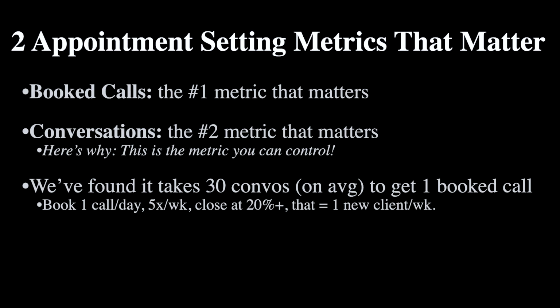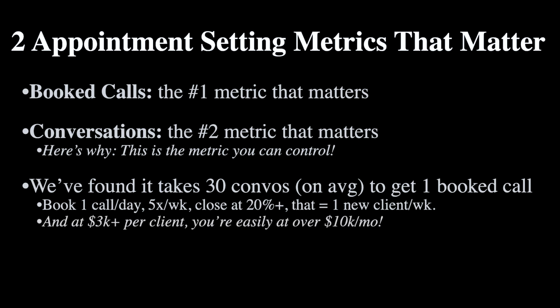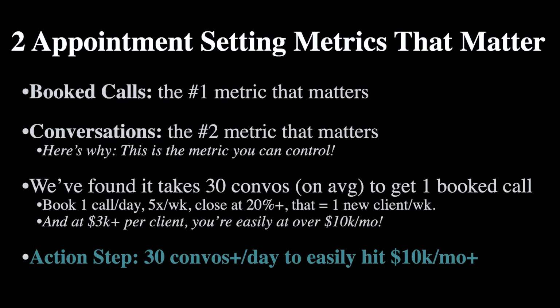Now, at that rate, if you book just 1 call a day, 5 times a week, and you close at 20% plus, that equals 1 new client a week. And at 3K plus per client, you're easily at over 10K a month. That's pretty epic, right? Super epic. You can literally reverse engineer your appointment setting. This is exactly what we do with our clients. So we recommend that your action step is to have 30 convos a day to easily hit 10K a month.